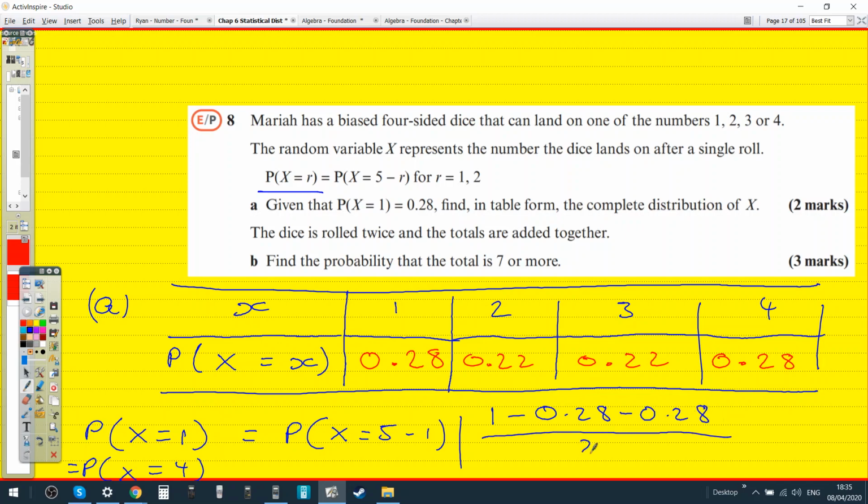How can it be 7 or more if it only goes up to 4? Twice. Alright, okay.